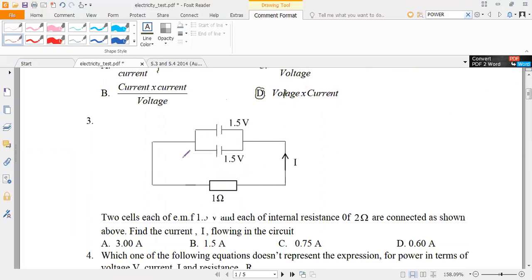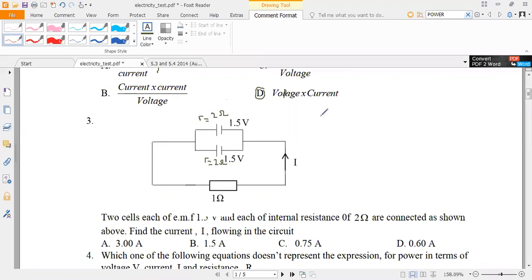Question 3, here they've given us a circuit with two cells which are arranged in parallel. This kind of arrangement is what we call parallel. Each is of EMF 1.5 volts and each has an internal resistance of 2 ohms. So this one has an internal resistance of 2 ohms. Also this has an internal resistance of 2 ohms. Find the current flowing in the circuit.